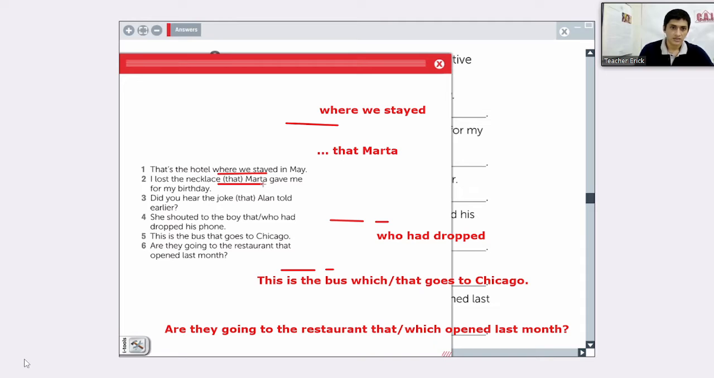Number three, did you hear the joke Alan told earlier, or that Alan told? Con o sin relative pronoun. Okay? Number four, she shouted to the boy, that or who had dropped his phone, is correct. Number five, this is the bus that goes to Chicago or which goes to Chicago. Cualquiera de las dos. No hay diferencia. Ya la única diferencia es que uno es más formal y el otro no. Are they going to the restaurant that opened last month or which opened last month? Cualquiera de las dos. Okay. Do you have any question?